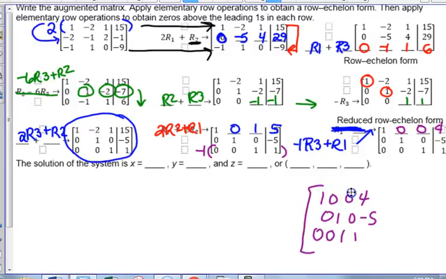This is the identity matrix over here. The answers are x equals 4, y equals negative 5, z equals 1. Okay. We truly got to what is called reduced row echelon form this time, which is what the calculator is going to do for us.